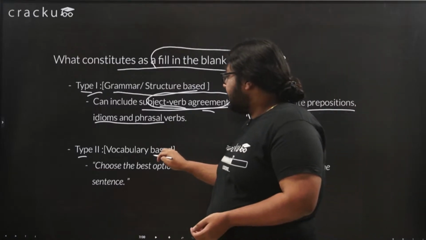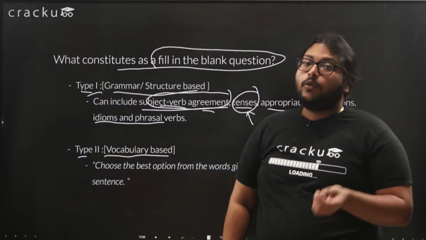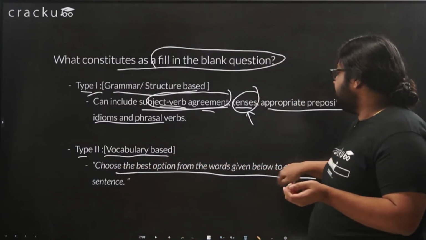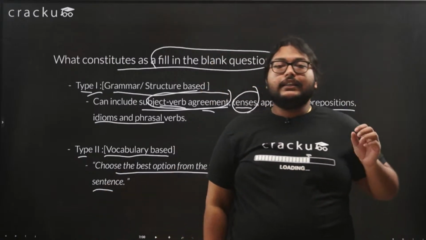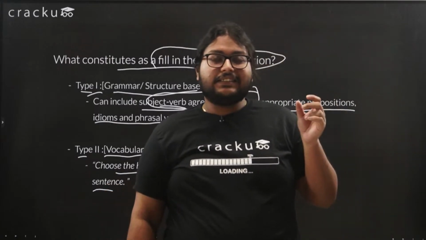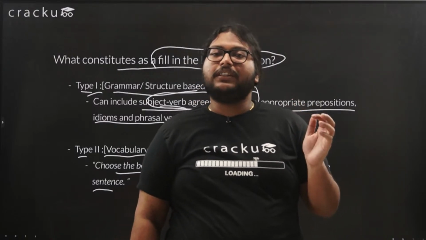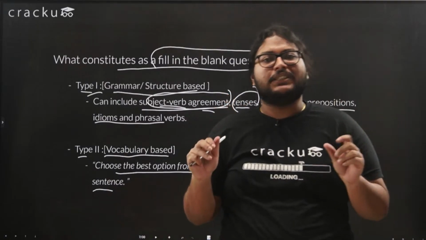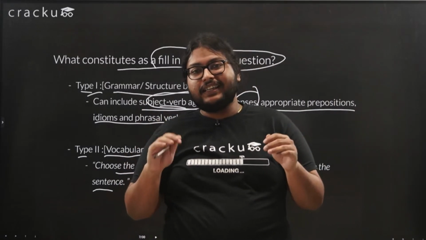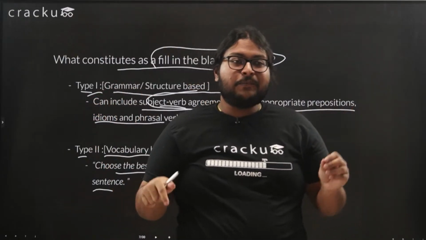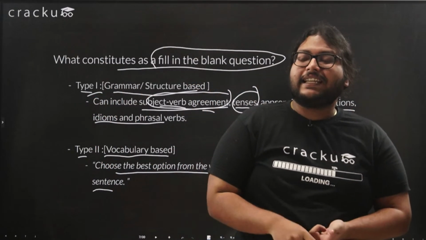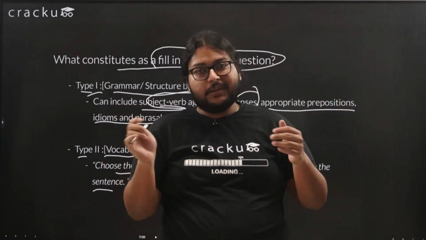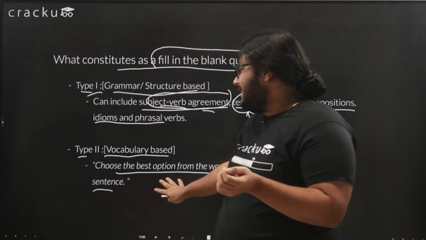Next type, we can have something called vocabulary based. These questions are: choose the best option from the words given below to complete the sentence. These are challenging because these are not just testing your vocabulary. They will essentially give you words which are very similar in meaning, but in certain contexts this works, this doesn't work. So you need to read through the sentence, identify what works in this particular case, and eliminate the rest. So that is type 2.